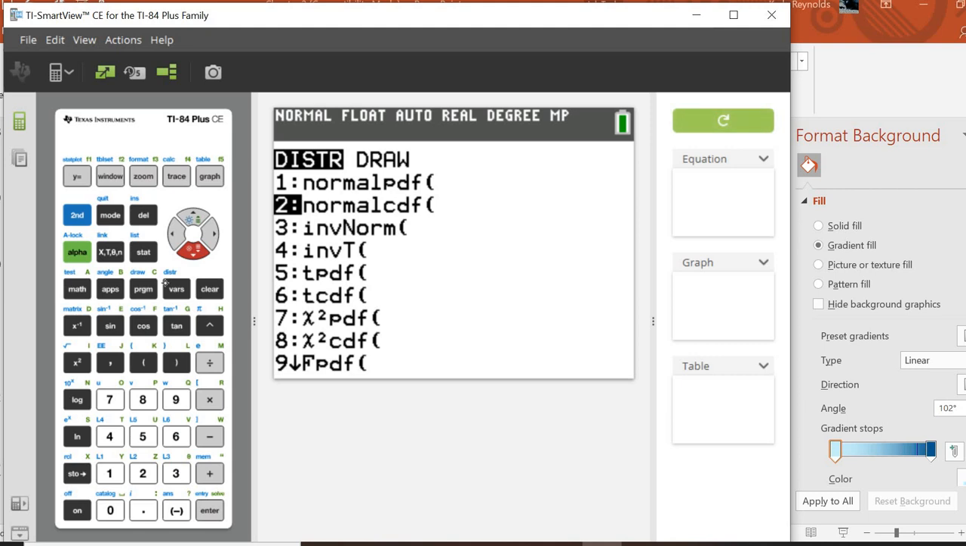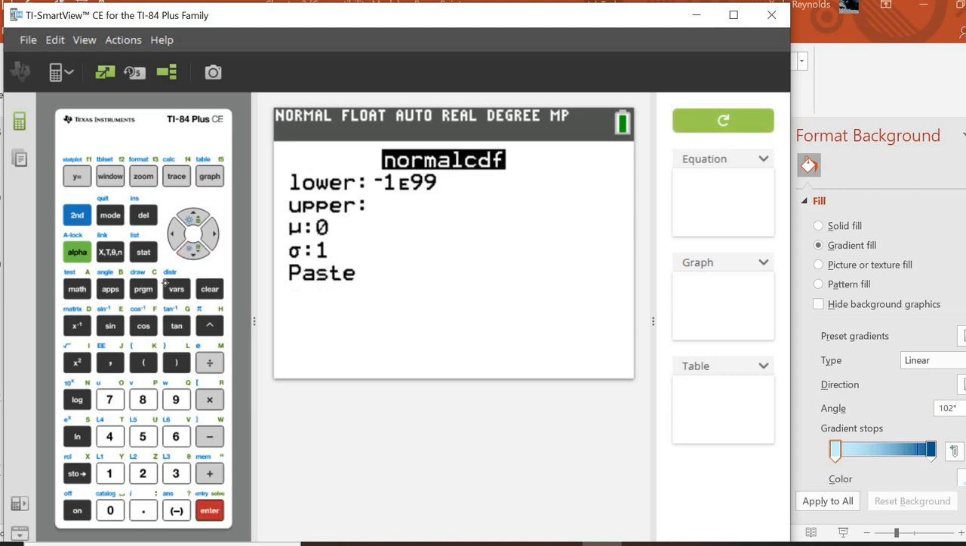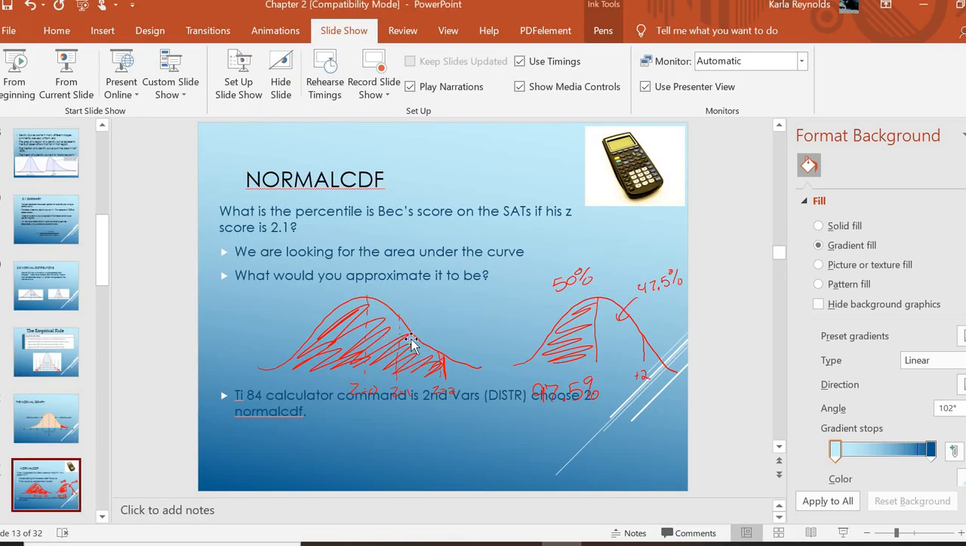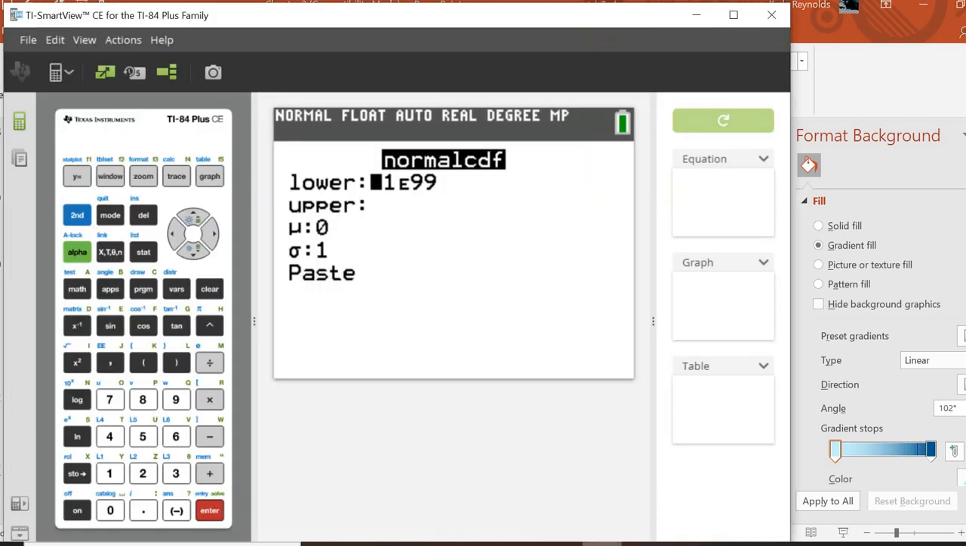All right, so number two, normal CDF. If you remember, we go back to our picture, we're looking for this area to the left of the curve, so we're going to negative infinity. So negative 1e99 is good. Then our upper is our 2.1. And when you're doing it from a z-score, your mean is always 0, standard deviation is 1. I always tell my students, always do normal CDF as a z-score.